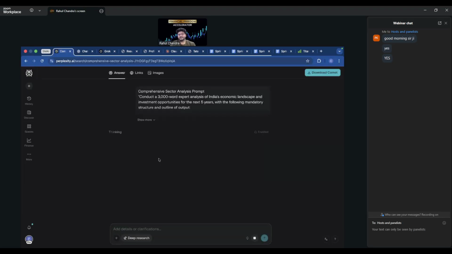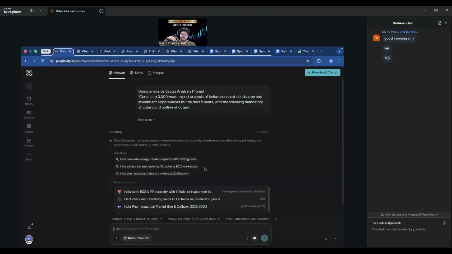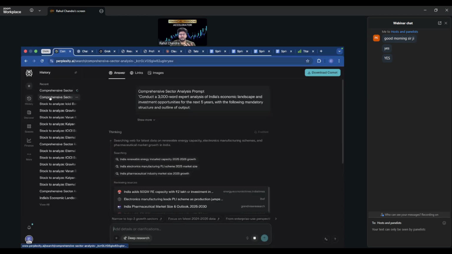What is the prompt asking Perplexity to do? To do a proper PhD grade analysis, give a 300,000 word expert analysis on India's economic landscape, take the global context, whatever is happening in India, bring all of that data together, and then try and make sense of it: if this is happening, which are the industries that are going to benefit the most. Now, in order to save time, I have already run this analysis for you. Now, all these deep research prompts, they take time.